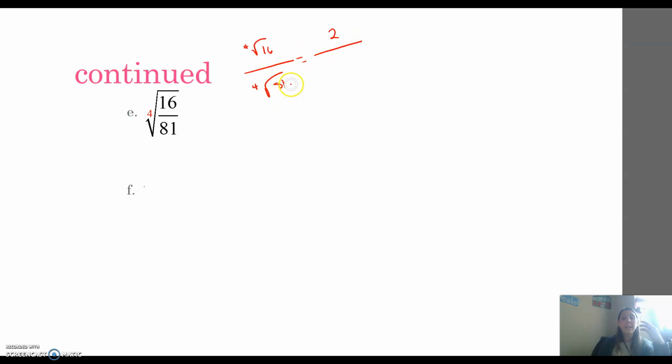And then 81, still a fairly small number. It needs to be multiplied by itself 4 times. So I'm going to just jump to 3. So 3 to the first power is 3. 3 to the second power is 9. 3 to the third power is 27.